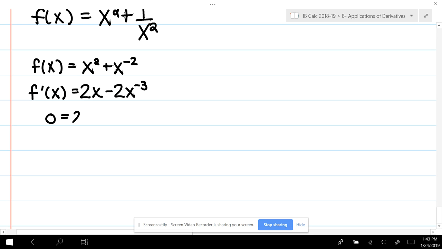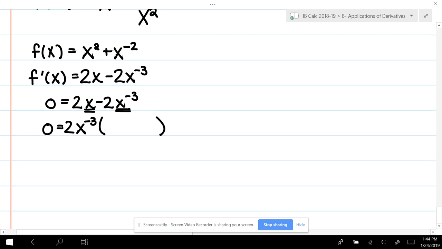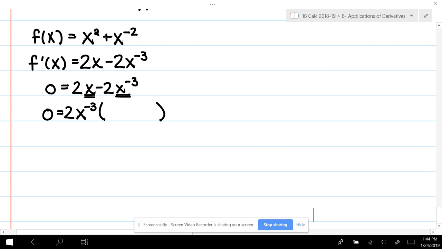So you've got a couple options here on how you can solve this. I'm going to actually factor it. I'm going to take a 2x out, and you have to take the least amount of x's. They each have an x, but the least amount that they have is negative 3. I know that feels weird. You have a couple of ways you can do this. I'll show you the other way as well.